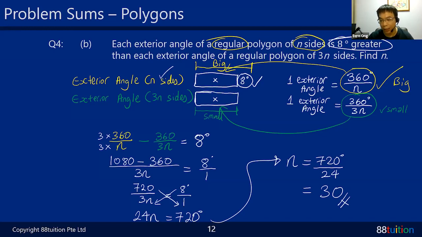Got. Don't believe, let's try. 360 divided by 30 will give you 12 degrees. This is for the yellow one. Next one, 360 divided by what? 3 times 30, which is 90. So 360 divided by 90 will give you 4. Is it true that 12 minus 4 will give you a difference of 8 degrees? Correct. So everything is correct. Don't worry. Can you see now? So n is 30. You must learn how to form your own equation. It really helps.